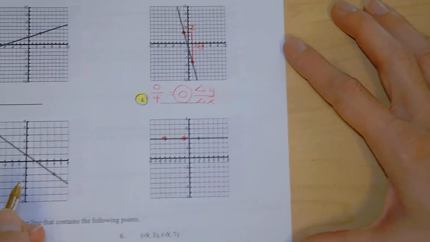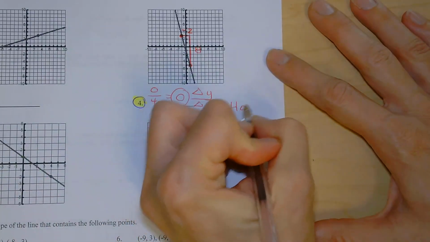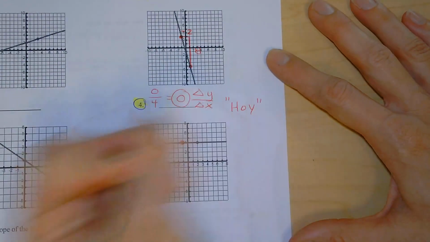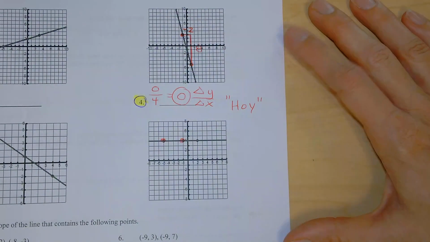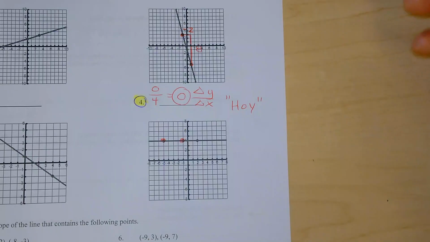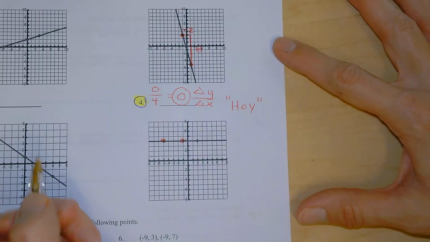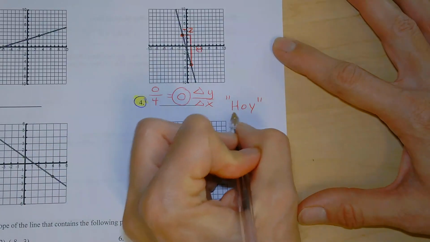Now, in your vocab, you're going to see a word that's called hoy. And I use this with my algebra kids, too, because it helps you remember these different things that happen with a horizontal line. So here's what hoy stands for. Hoy stands for horizontal.